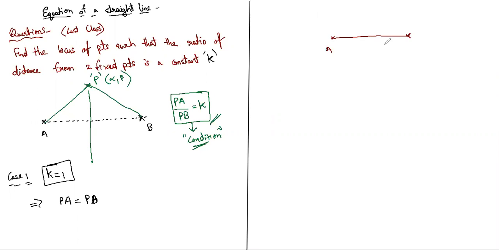It is the perpendicular bisector of the line segment joining the fixed points. Very good. So the locus of points which are equidistant from these two fixed points is actually the perpendicular bisector of this line segment. If you find the perpendicular bisector of this line segment, it will give you the locus of all points which are equidistant from A and B. Very good.